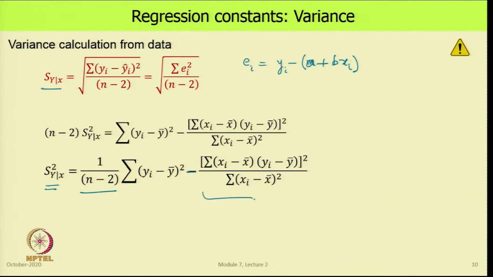So, if you see the second term, this is nothing but S x y square upon S x x. So, this expression is in terms of all the numbers that we have with us, all the x i values, all y i values, and also x bar and y bar, which we already calculated in our earlier calculation. So, we can just use it and calculate S square y x.